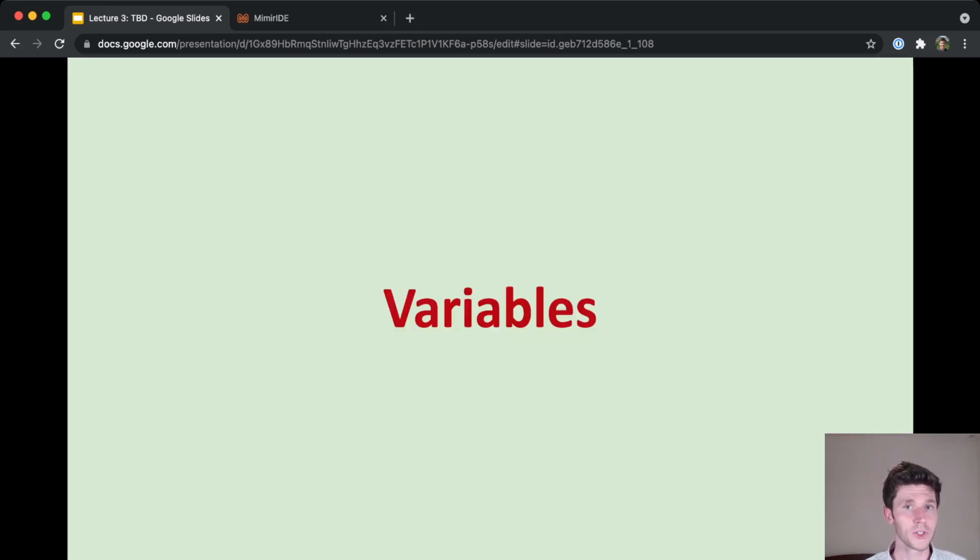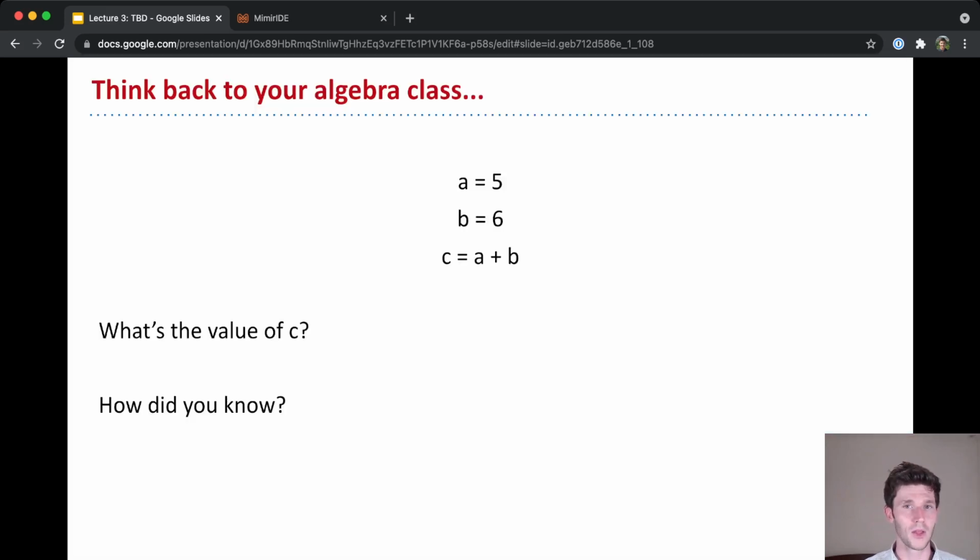Now, what we just talked about is what the computer has available for its memory. Now we're going to talk about, as programmers in Python, how we can use that memory to help us solve problems and break down problems into smaller pieces. So in Python, this is called variables. You should be familiar with the concept of variables from your algebra classes. So if you see something like this, a equals 5, b equals 6, c equals a plus b, what is the value of c?